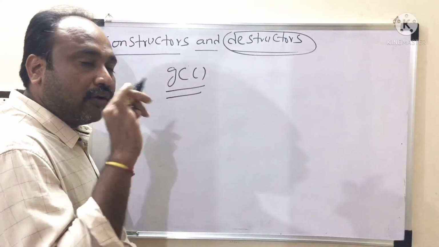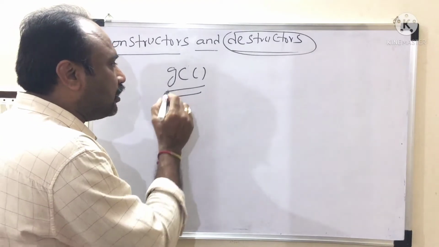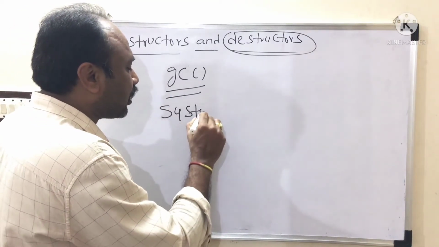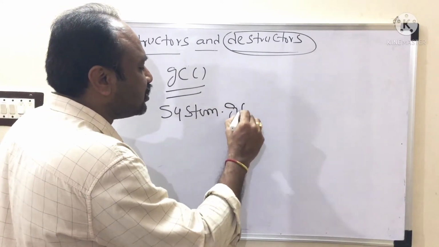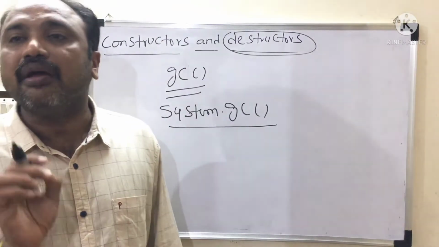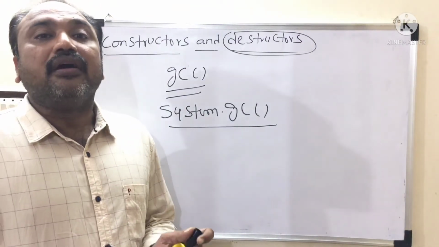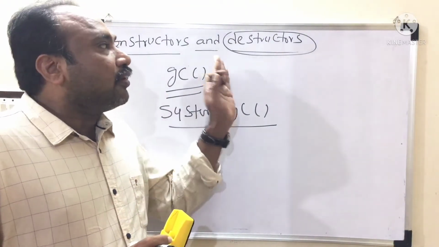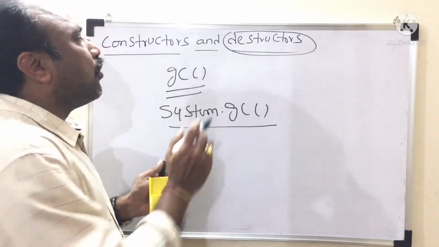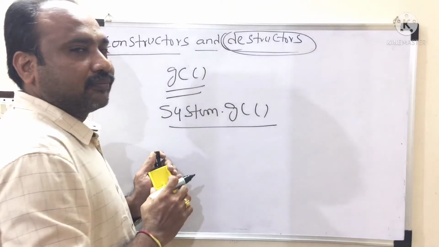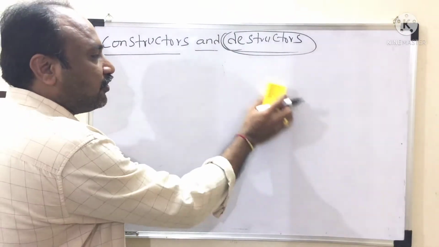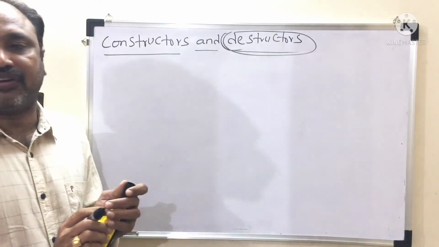Okay, now you can raise one doubt. Sir, can we call this GC manually? Yes. How? We have to write System.gc. This is the way of invoking garbage collection manually. Now, if the GC mechanism is going to be used to destroy objects, what is the purpose of a destructor? For your kind information, Java language does not support destructors.